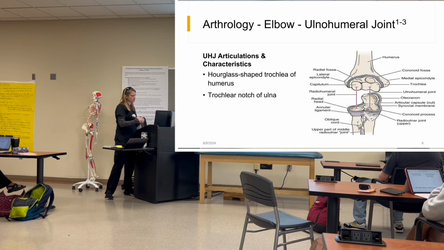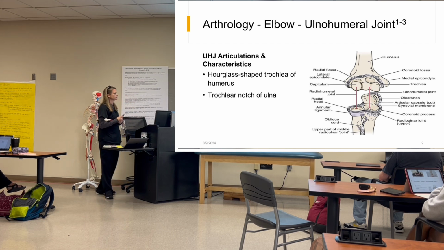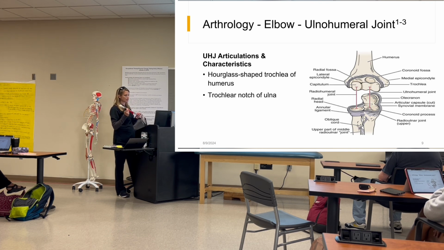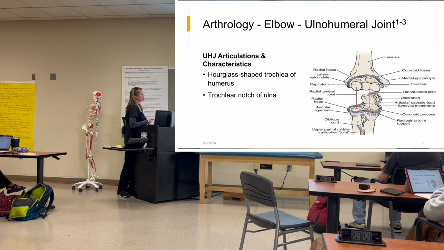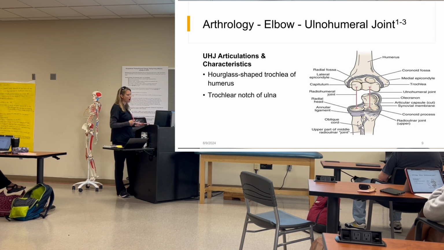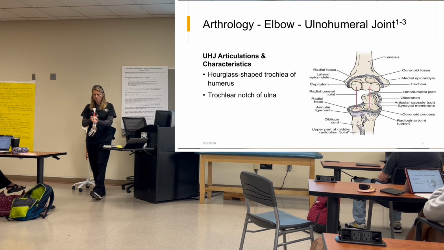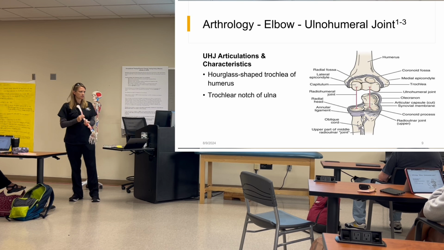Okay, so now what surfaces are we talking about articulating on one another? Trochlear notch of the ulna. Okay, is that going to be convex or concave, do you think? Concave. Okay. So what about the humerus? What part of the humerus? What is that? Trochlea, right? The trochlea. It's an hourglass shape. If you look at that on the model, you'll see that. But again, just like in the radiohumeral, thankfully, it is a convex moving on a concave.